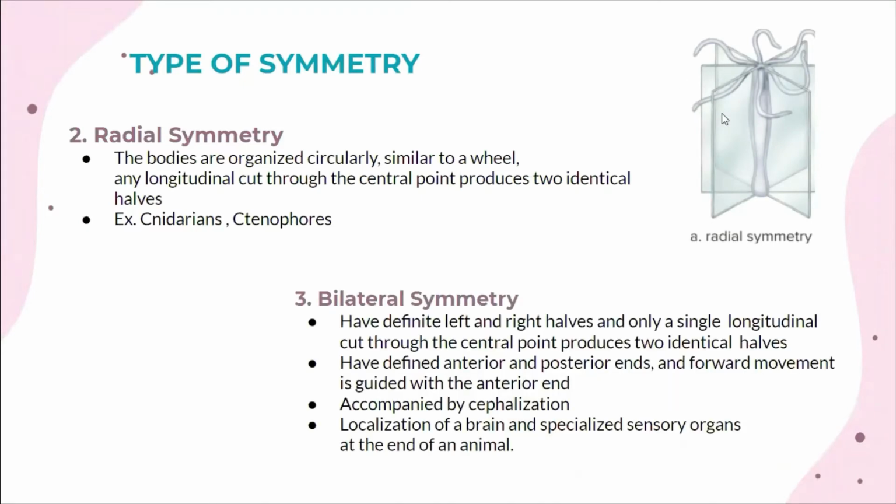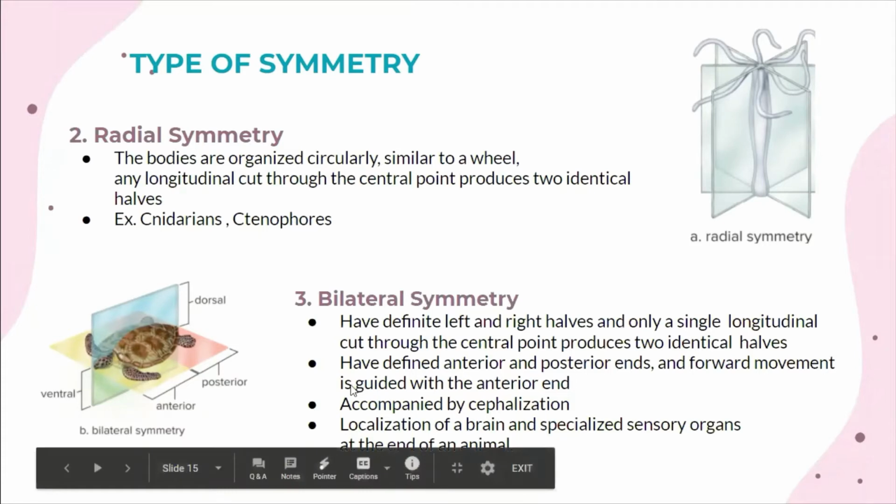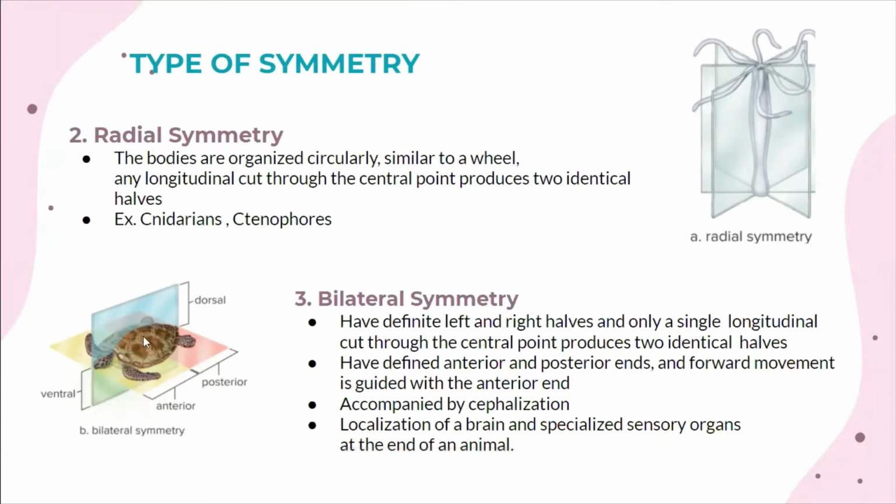Third, we have bilateral symmetry. The animals have definite left and right halves, and only a single longitudinal cut through the central point produces two identical halves. So for a dorsal to ventral cut through, we're going to get the same side of the turtle, which consists of the right side and the left side. Then, the animal has defined anterior and posterior ends, and forward movement is guided with the anterior end. So anterior is the front of the animal, and posterior is the back of the animal.